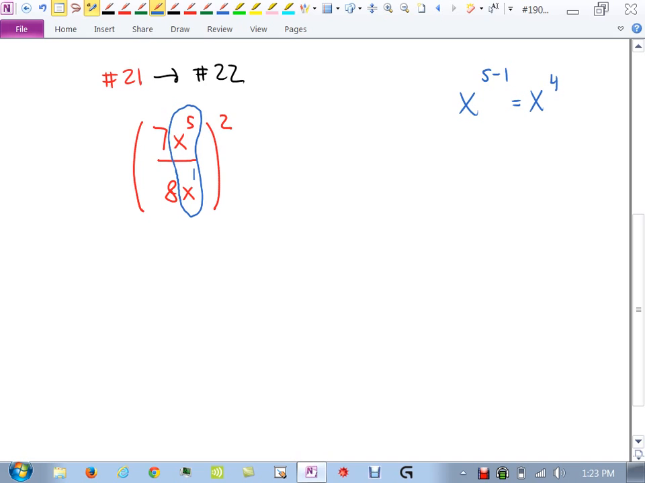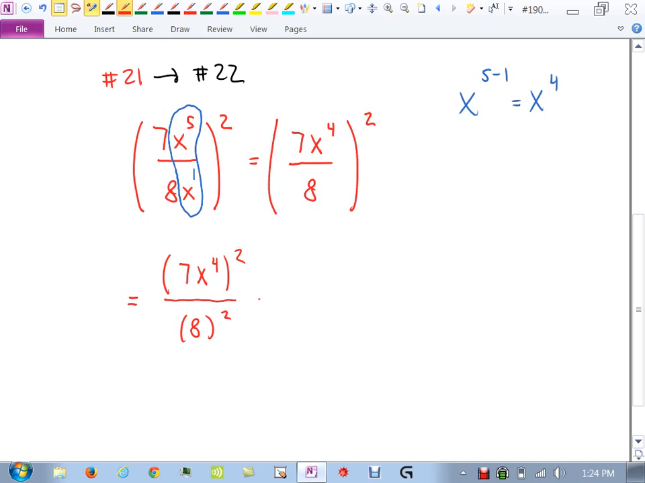Is that okay with you? All right, so my next line will be in parentheses still 7, I had an x to the 4th. What was still on the bottom? 8. All of that's being squared. So now I'm going to try and get rid of the parentheses. How do I get rid of a parentheses on a fraction if I've got a power on the outside? The power's got to go top and bottom, right? So you've got to take the entire top, 7x to the 4th, and square that. You've got to take the entire bottom, which is 8, and square that.